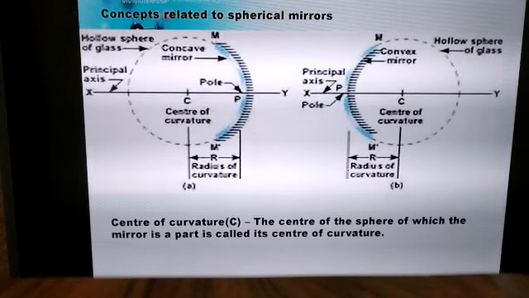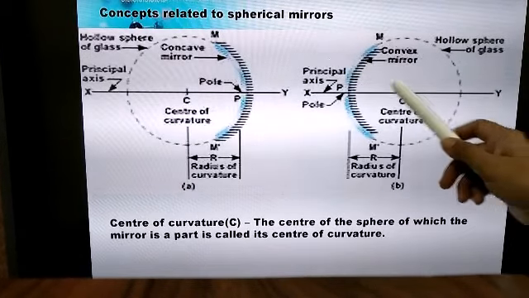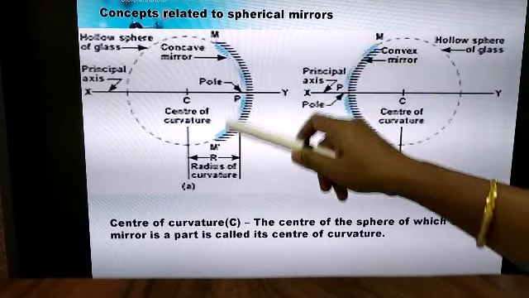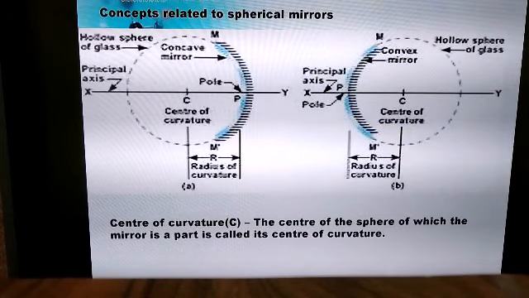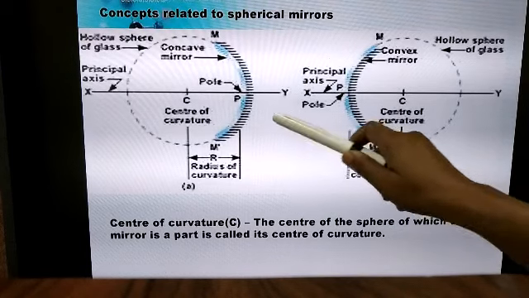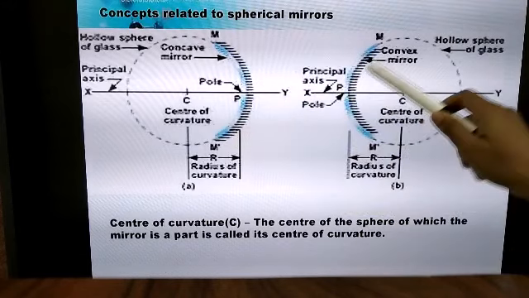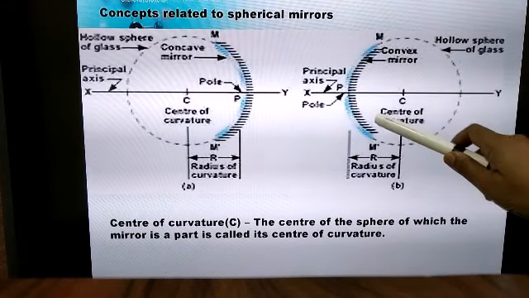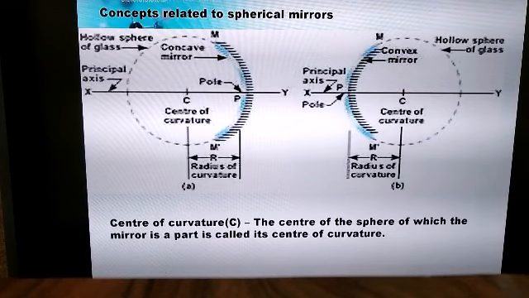Let us study some concepts related to spherical mirrors. These concepts are very important. In the image, you can see two hollow glass spheres, and these two hollow glass spheres are cut in such a way that each part represents a spherical mirror. In this image, you can see the outer part is silvered, so it's a concave mirror. In this image, you can see the inner part is silvered, so the outer surface is a reflecting surface, so this is a convex mirror. So there are certain terms which are common to spherical mirrors.